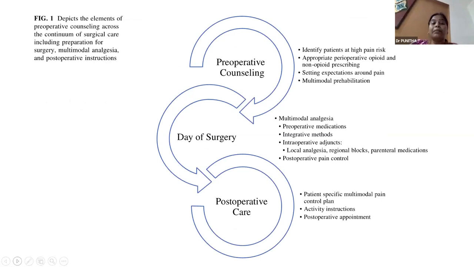They have depicted preoperative counseling, the continuum of surgical care, multimodal analgesia and postoperative instruction. Based on this, they recommended preoperative counseling by identifying patients with high pain risk, appropriate preoperative opioid and non-opioid prescribing, setting expectations around pain, and multimodal rehabilitation. On the day of surgery, multimodal analgesia is ensured by pre-op medication, intraoperative adjuncts such as regional block, parenteral medication, local analgesia, and postoperative pain control. In the postoperative period, again patient-specific multimodal pain control, activity instructions, and a postoperative appointment. So these are the recommendations given by the American Society of Breast Surgeons to decrease chronic post-surgical pain in this subset of patients. Next slide.